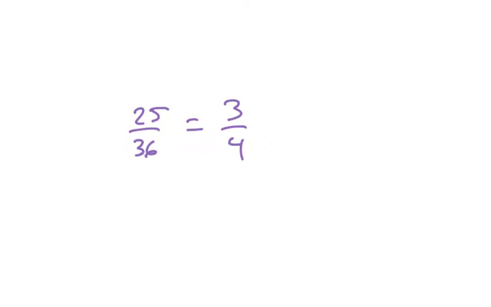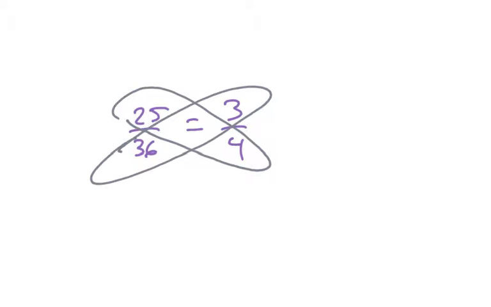Okay, so I wrote it down here because it was getting a little cluttered. So we can cross multiply. When we cross multiply, we get 25 times 4 equals 36 times 3, right? We're taking the top left, multiplying by the bottom right, and taking the bottom left and multiplying by the top right. And we get this.